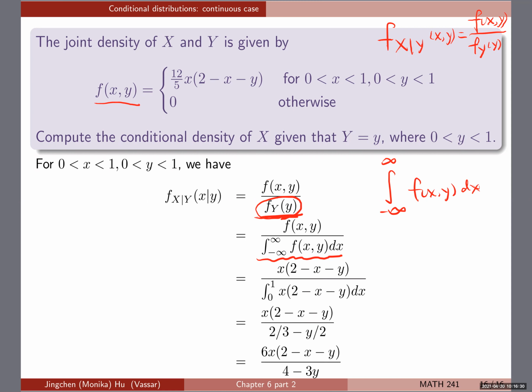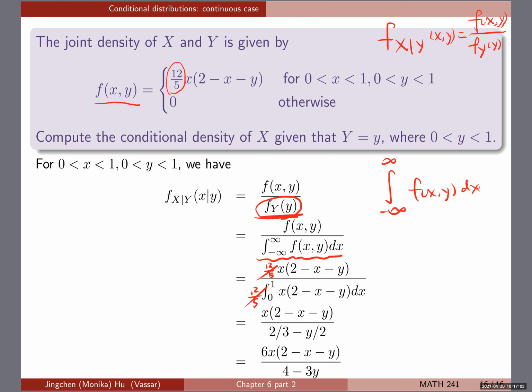So the numerator is the same as what we are given. And for the denominator, notice that there is a constant 12 over 5 over here, so I canceled it out immediately from the ratio. You can write it out and then cross it out so we know you're canceling them, but it's a constant, so I directly just drop it altogether. Like I said, you would have this 12 over 5 in both places, and then you can cancel it out. The numerator is x times (2 minus x minus y).